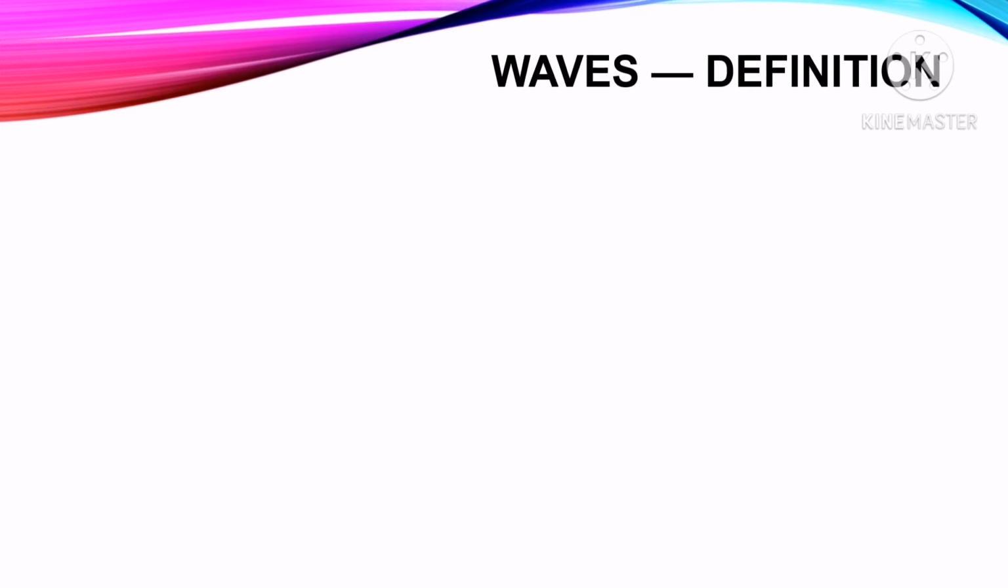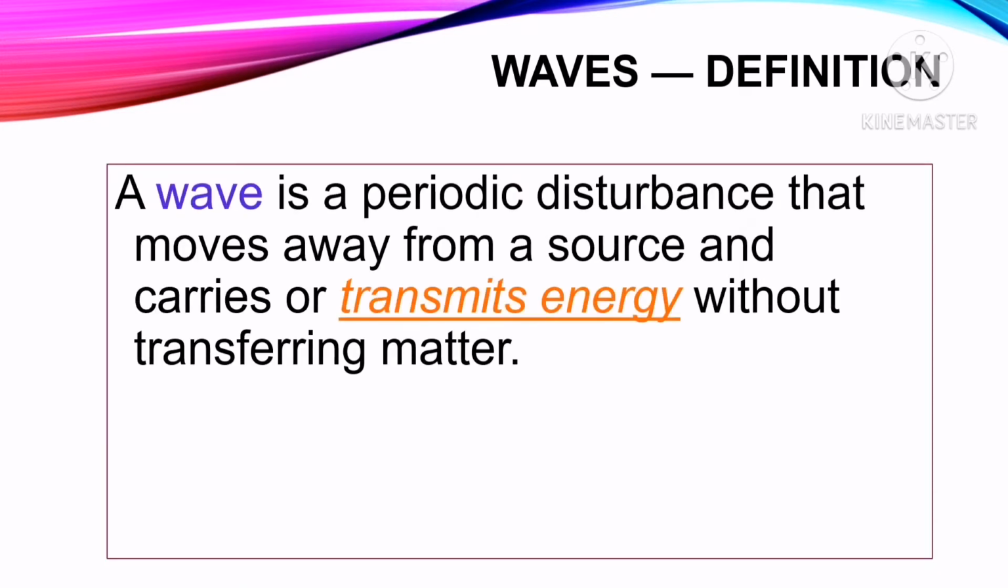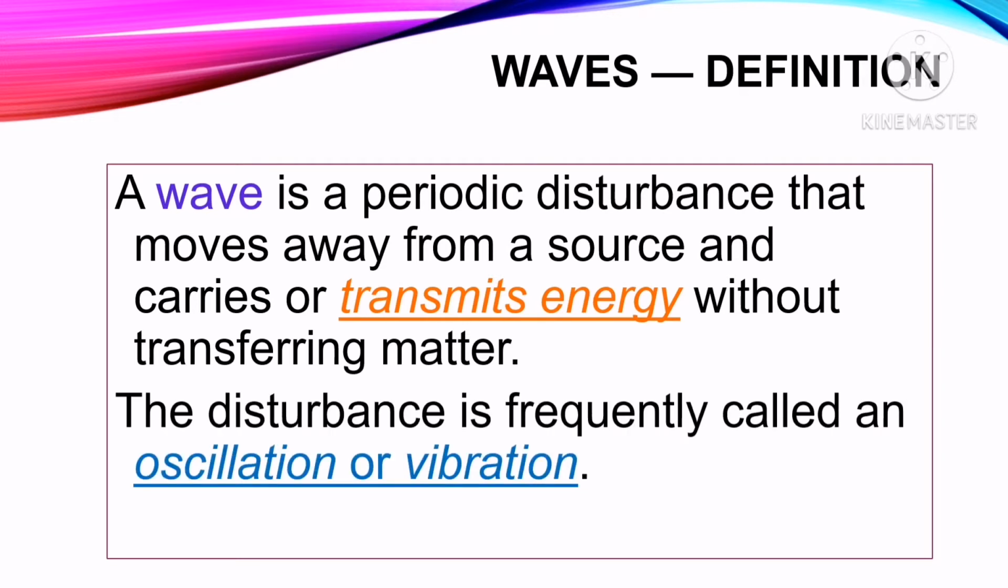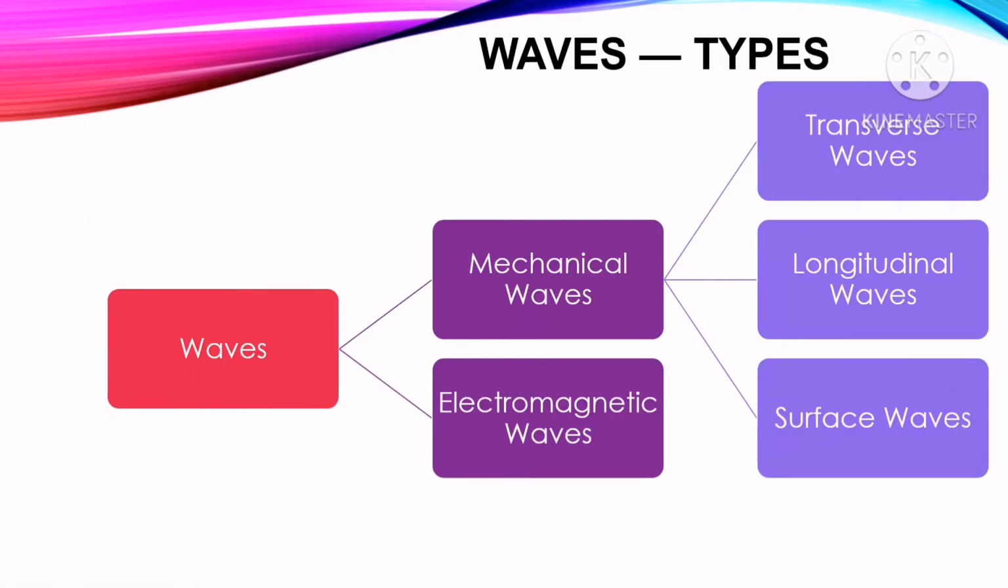What is a wave? A wave is a periodic disturbance that moves away from a source and carries or transmits energy without transferring matter. The disturbance is frequently called oscillation or vibration. What are the types of waves? Waves can be classified into two: mechanical waves and electromagnetic waves. Mechanical waves have three types: transverse waves, longitudinal waves, and surface waves.